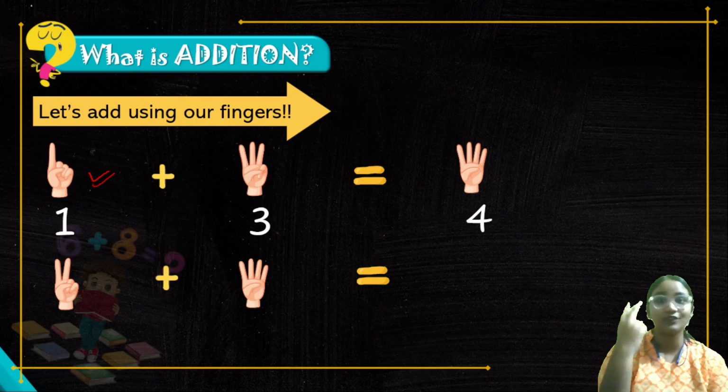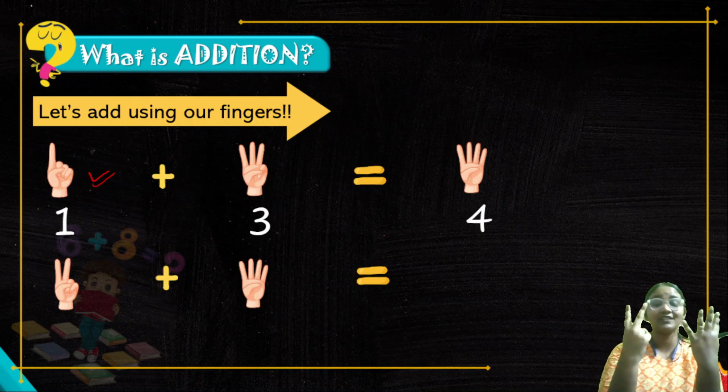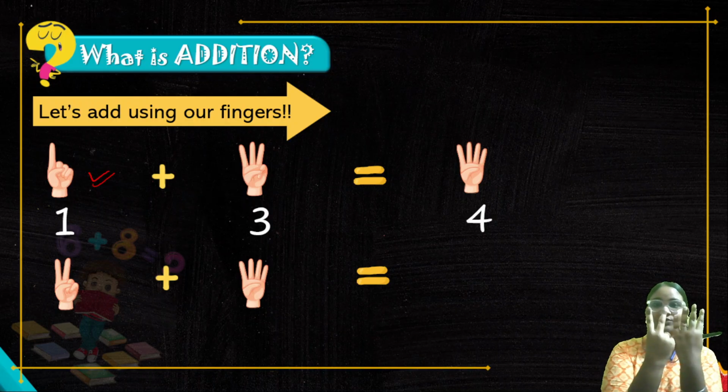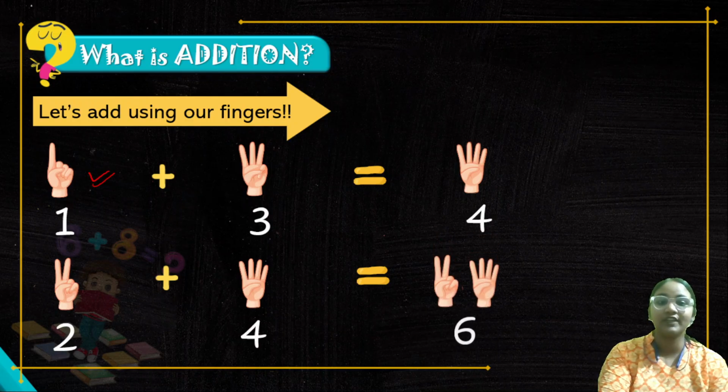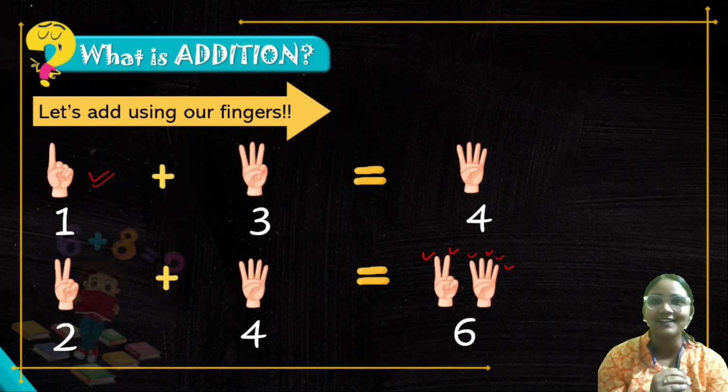And if we take out two fingers in one hand, and if we take out four fingers in the other hand, let's put them together and count. One, two, three, four, five, and six. How many fingers together? Six fingers together. So these are two fingers and these are four fingers, and we are getting six fingers all together. So this is how we do addition using our fingers. Interesting, students? Let's go forward and see how we do addition using real objects and pictures.